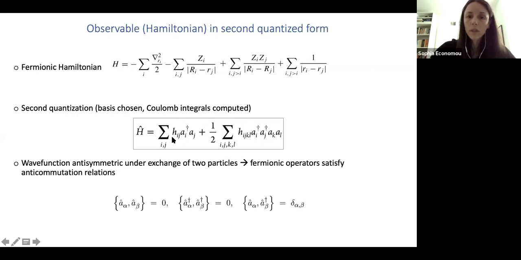So these H's here are classically pre-processed, and they're part of the input to your quantum simulation problem. So this H is known. And then keep in mind that these a-dagger a's, these creation and annihilation operators, are fermionic, which means that they have to obey the anti-commutation relations shown here.